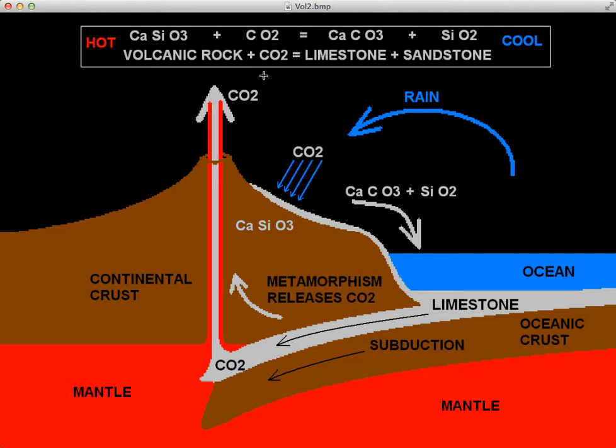What I want you to notice is that when it's hot, the carbon in this equation prefers to be in a gas form, it prefers to mix with the oxygen and become carbon dioxide gas, whereas when it's cooler, the carbon tends to be in a solid form, calcium carbonate.